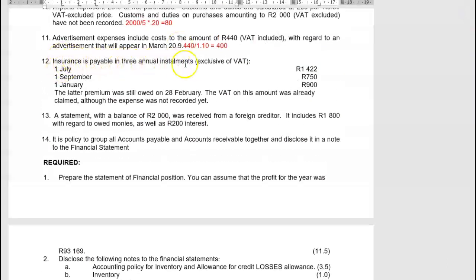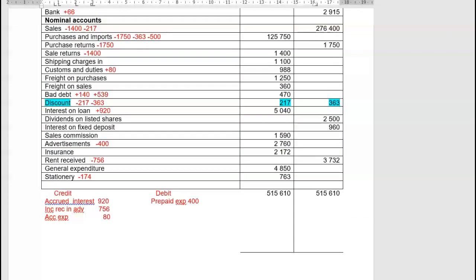Right, insurance is payable in 3 installments exclusive of VAT: 1 July, 1 September and 1 January. The latter premium was still owed at 28 February. The VAT on this amount was already claimed, although the expense was not recorded as yet. So therefore we have to do the expense. Our insurance that we still need to report is 900 Rand. And again, under accrued expenses, that is also accrued expense, 900 Rand. So that you're going to add to the other 80 Rand that's already lying there.